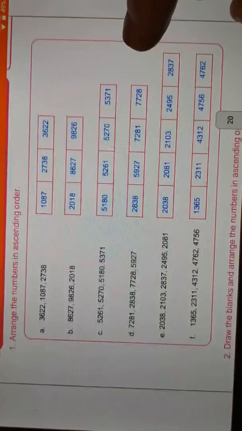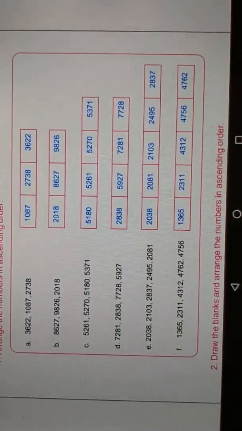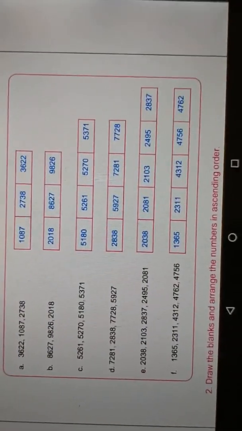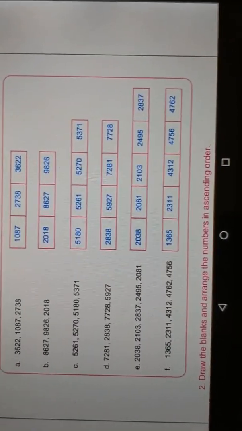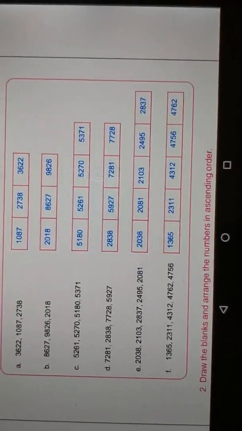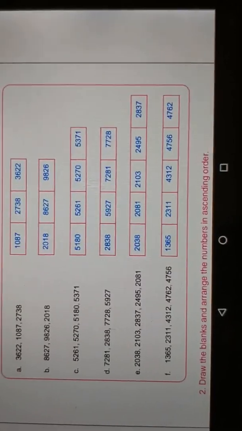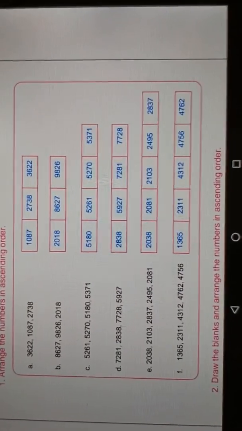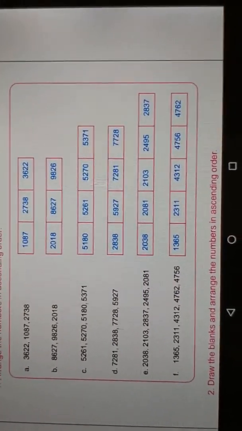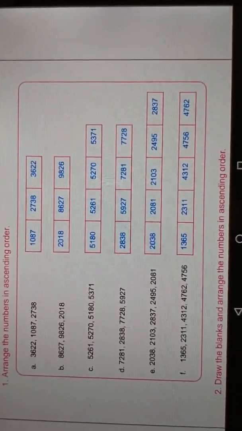So students, this is the ascending order. Now students, I'll give you 1 minute. You have to write this in your workbook, worksheet number 19, page number 23. You have to complete this. I'll give you 2 minutes. You have to complete your work. Okay students, your time starts now.